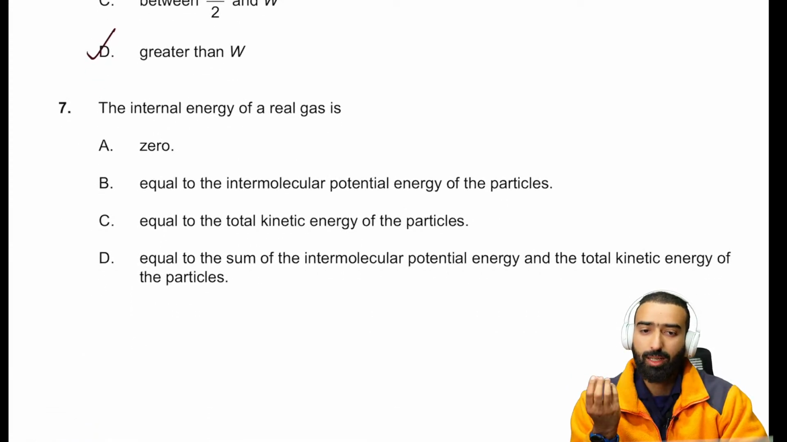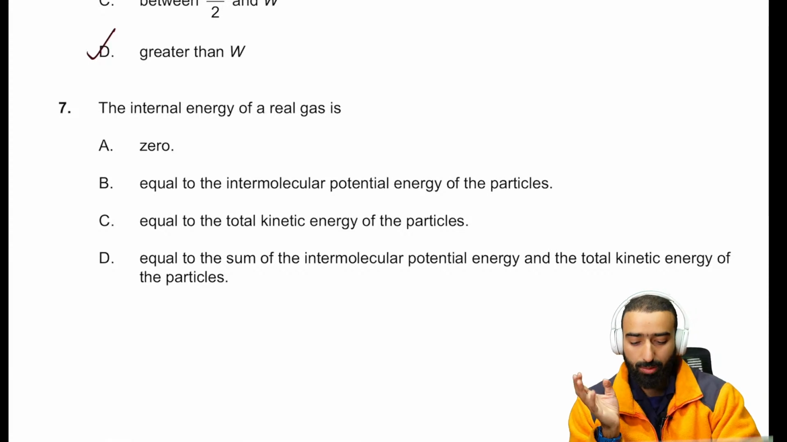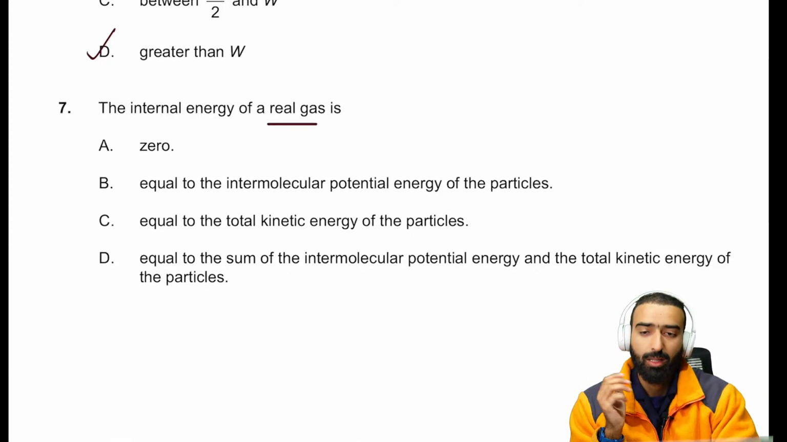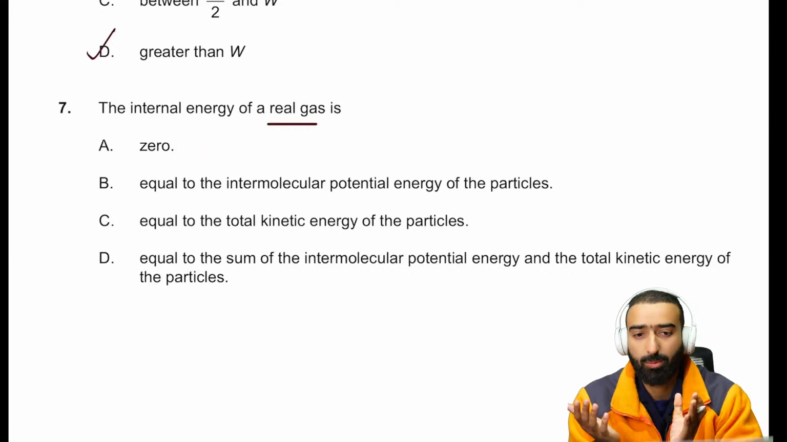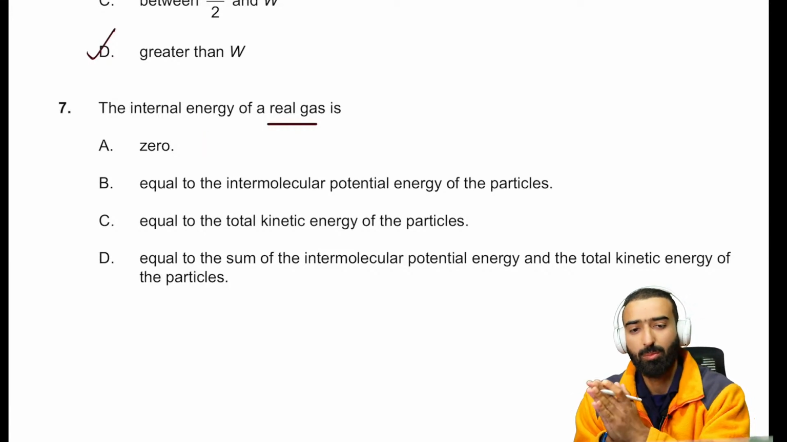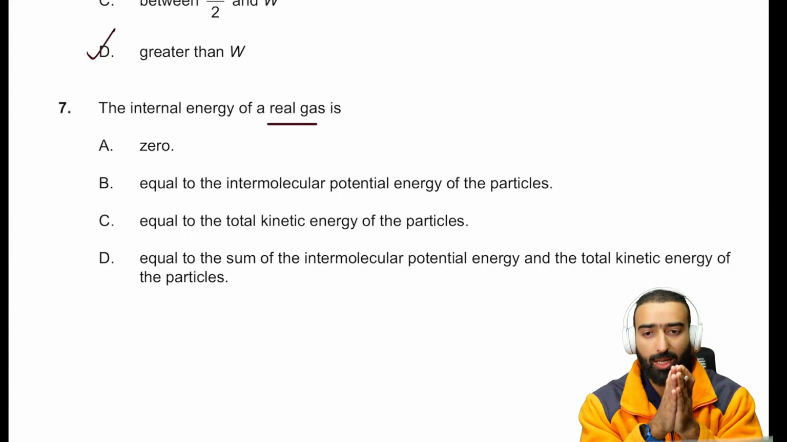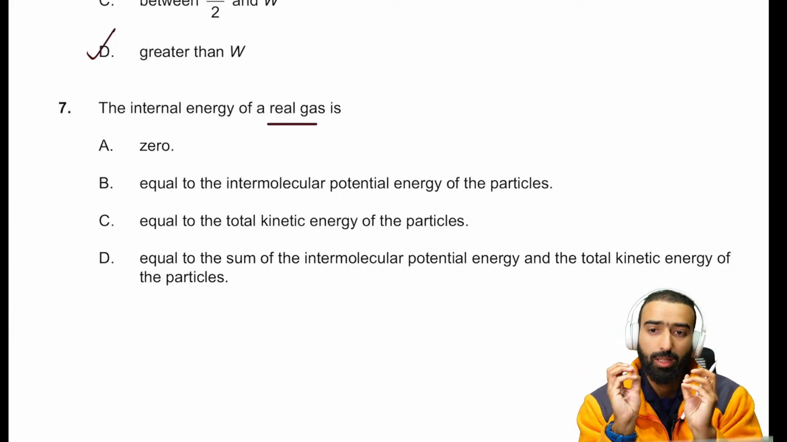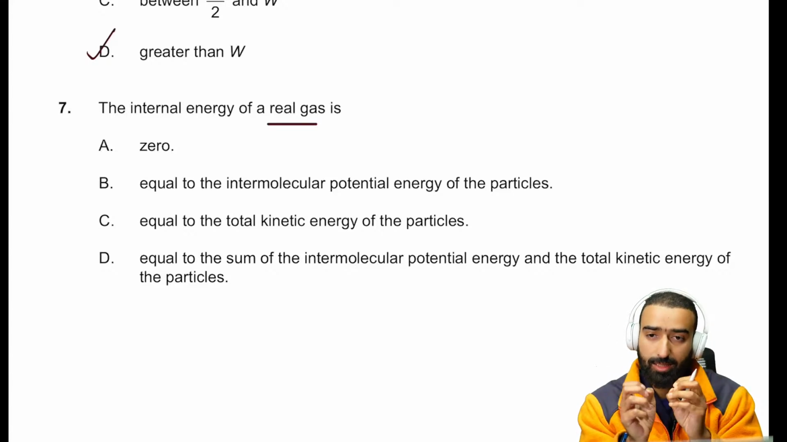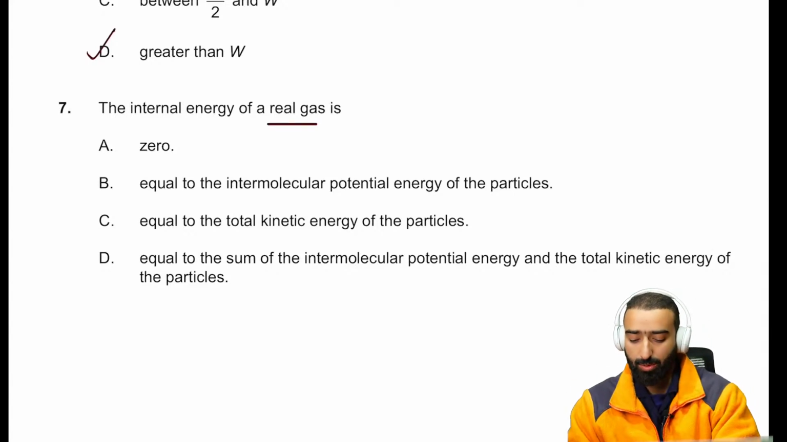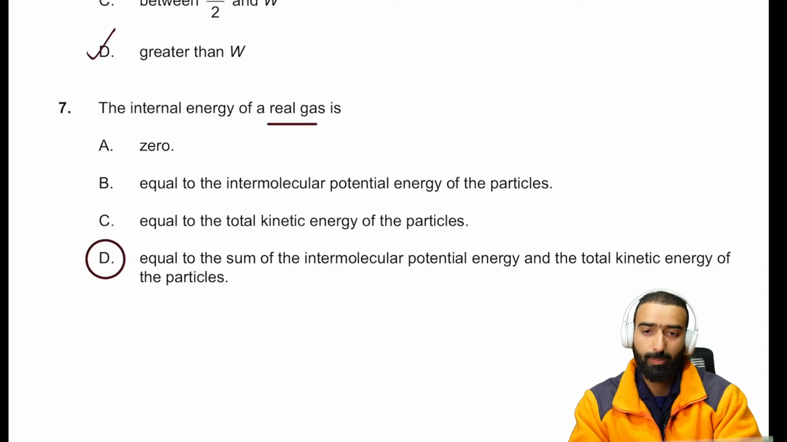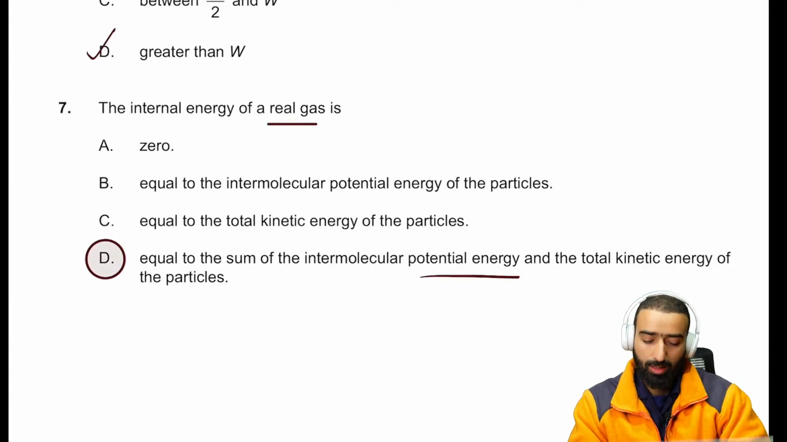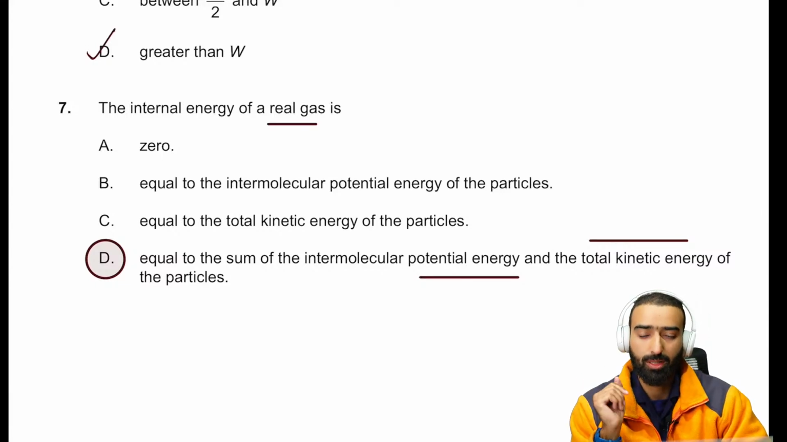The internal energy of a real gas, mind you, this is a real gas, is zero. No, internal energy, how can it be zero? Internal energy means the sum of kinetic and potential. If it were an ideal gas, the only energy in an ideal gas is kinetic. But we are talking about a real gas, so we need to take into consideration both the potential energy and the total kinetic energy. So it's option D, which is the correct one.